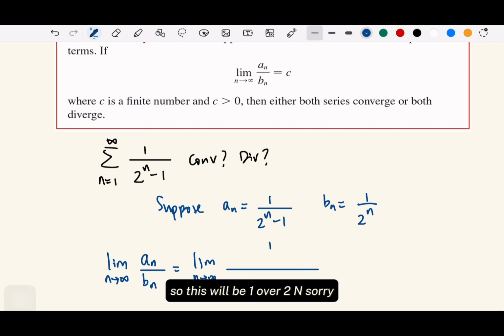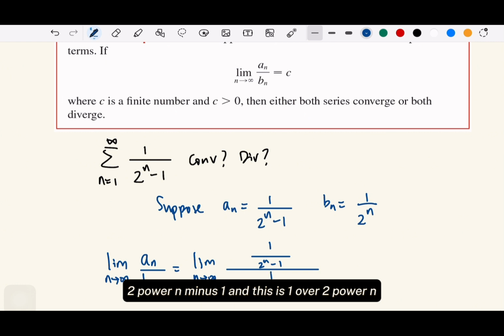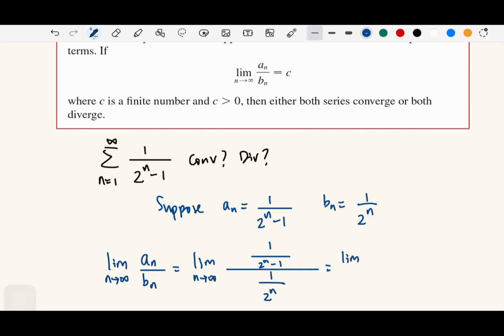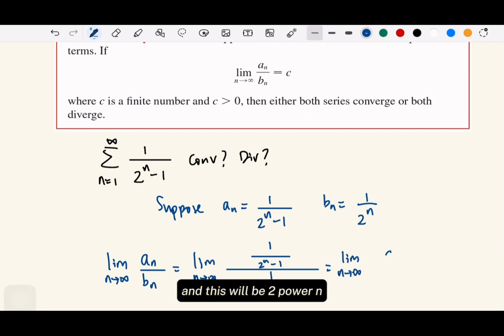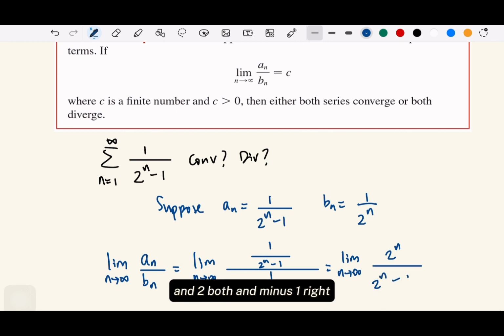So this will be 1 over 2n, 2 power of n minus 1, and this is 1 over 2 power of n. Okay, I think we can take the limit, and this will be 2 power of n, and 2 power of n minus 1, right?